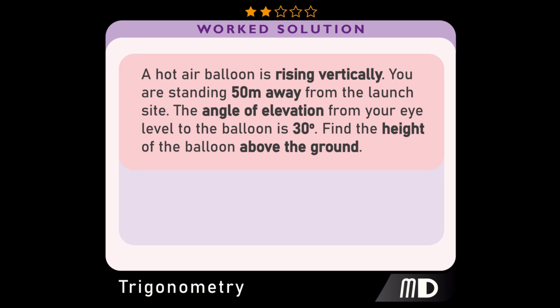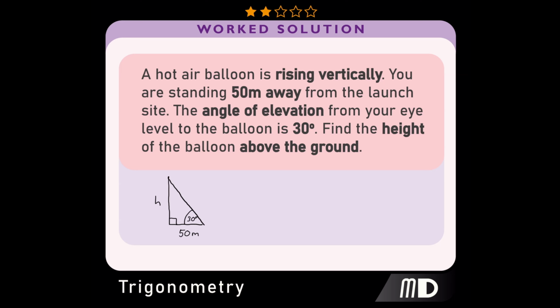The first step towards answering this question is to illustrate the information given in a diagram. We're drawing a right-angled triangle, where the height is the distance the balloon moved vertically, which we will label h. The base is the distance we are standing from the wall, which we are told is 50 meters, and the angle of elevation with the horizontal is 30 degrees.